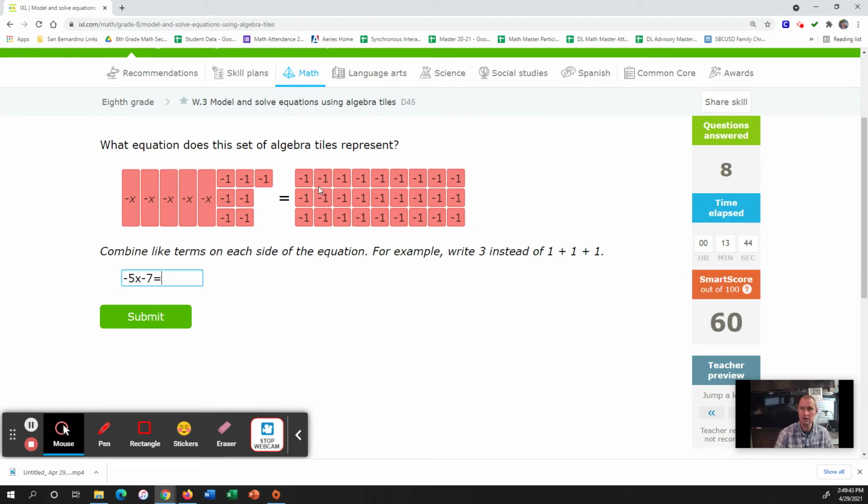equals. On the right side, we have negatives. So they're all negatives. 3 multiply 1, 2, 3, 4, 5, 6, 7, 8, 9. 3 times 9, there should be 27 negative ones in there. So we're going to call that negative 27.